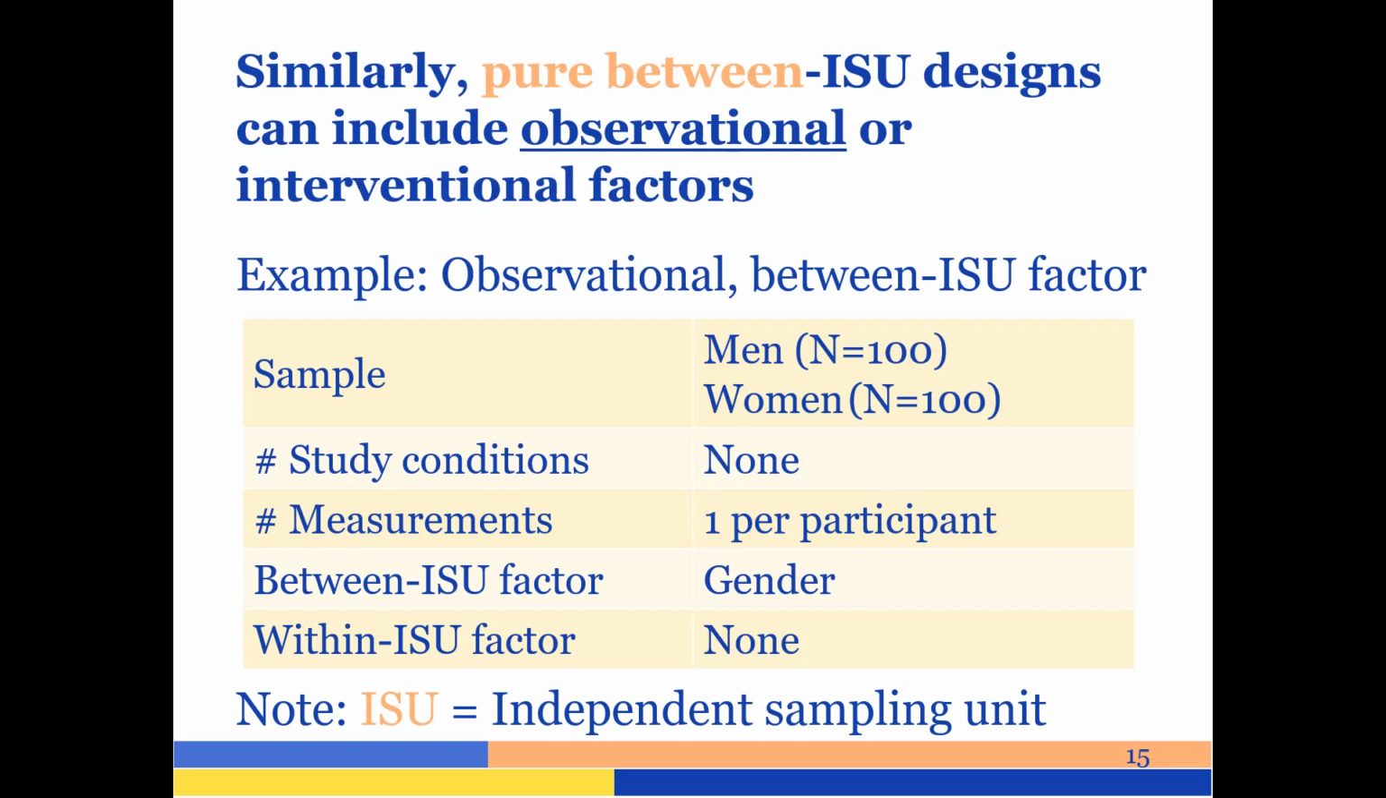Here's an example of a pure between design with observational factors. Once again, the observational factor here is gender. The difference is, however, now there are women and men. So these participants are separated by groups, making gender a between subject factor. In studies like this, we can look at gender differences in purely between independent sampling unit designs.